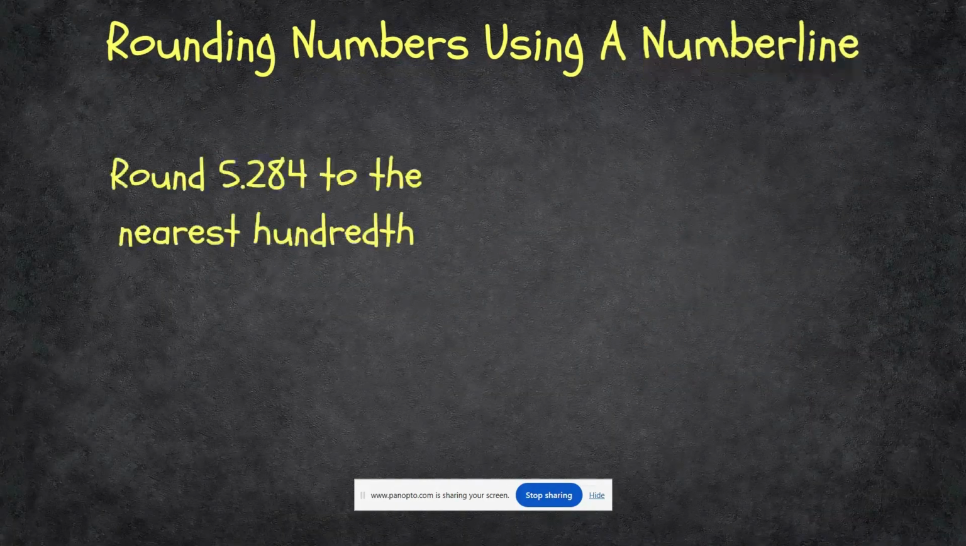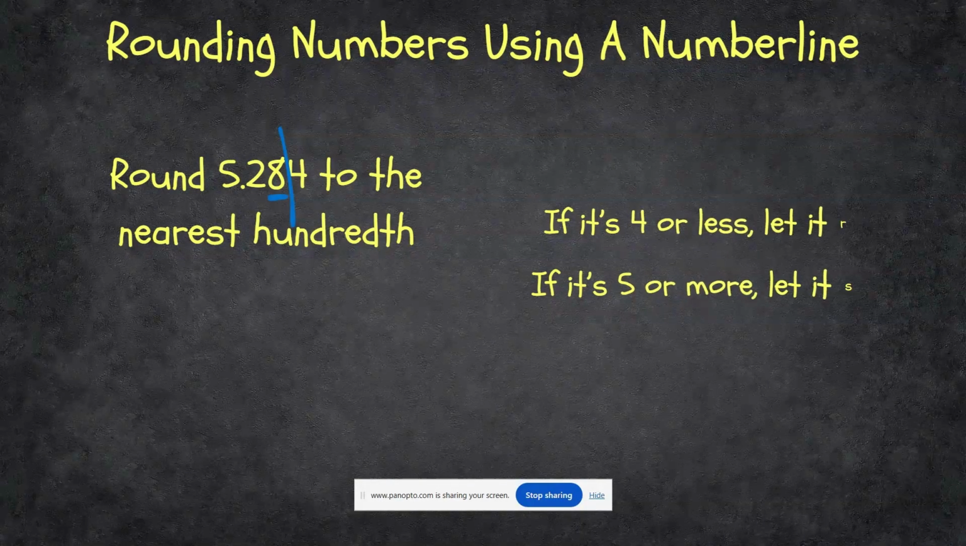Now, in this problem, I want to round to the nearest hundredth. So I'm going to go ahead and locate my hundredths place, which is the 8, and draw my vertical line, separating that from the thousandths. And again, I want to think, is it 4 or less? Let it rest. Is it 5 or more? Let it soar. So I'm going to go ahead and draw my number line.